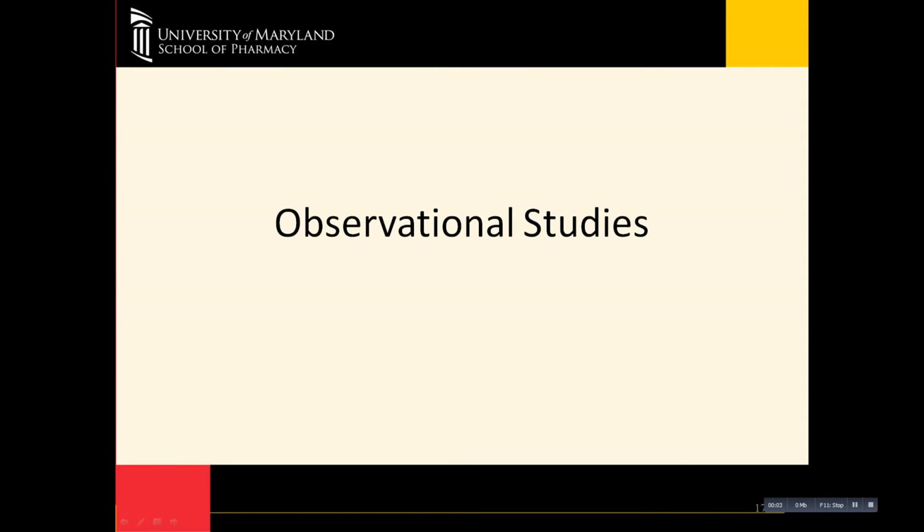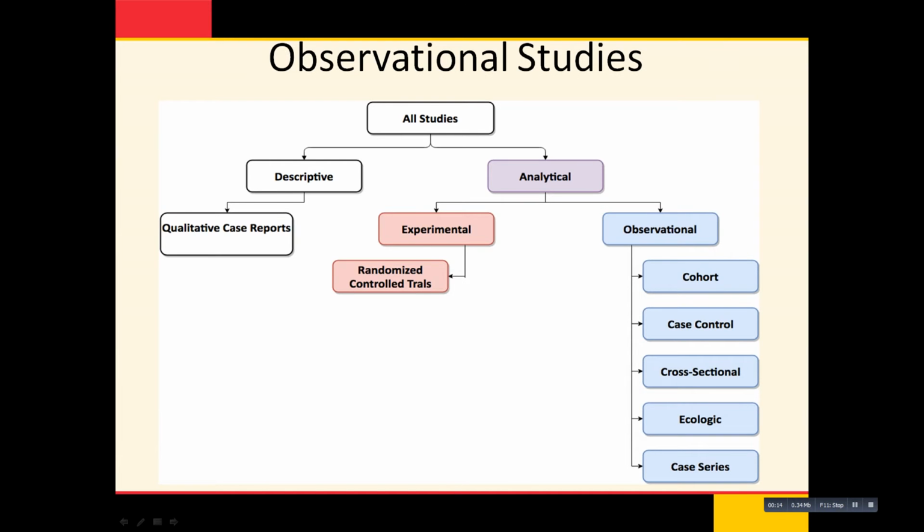So part 2 of overview of study designs, we're going to talk about observational studies, the other type of analytical studies. And there are several study types. The cohort study, case control, cross-sectional, ecologic, and case series. And we're going to talk about these different studies and hopefully give you some tips to help enable you to differentiate among them easily.